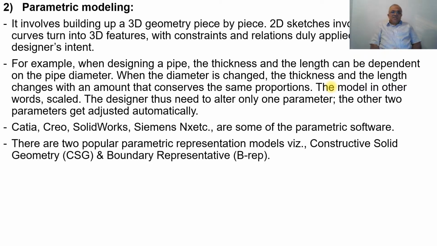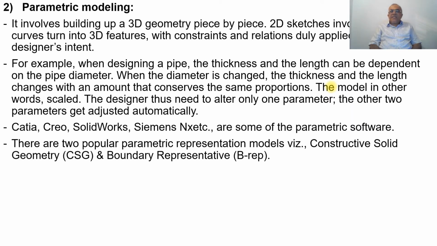For example, when designing a pipe, the thickness and the length can be dependent on the pipe diameter. When the diameter is changed, the thickness and the length change by an amount that conserves the same proportions. That's what I am discussing. When the model is scaled, the designer needs to alter only one parameter. The other two parameters get adjusted automatically.